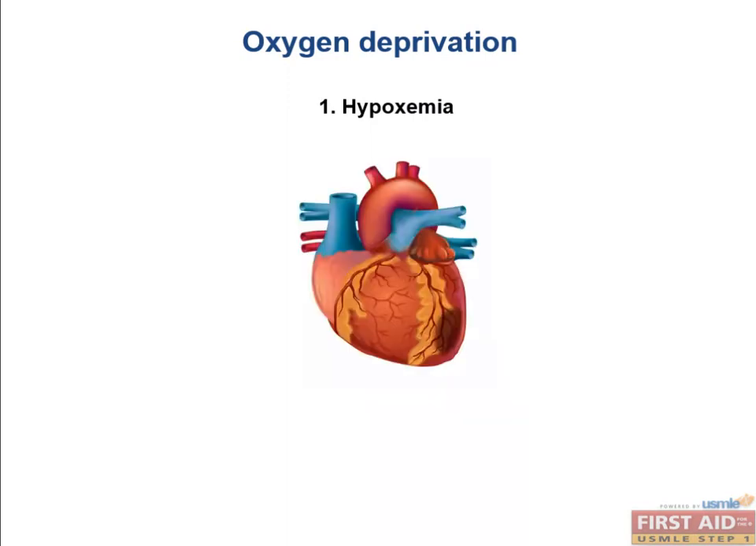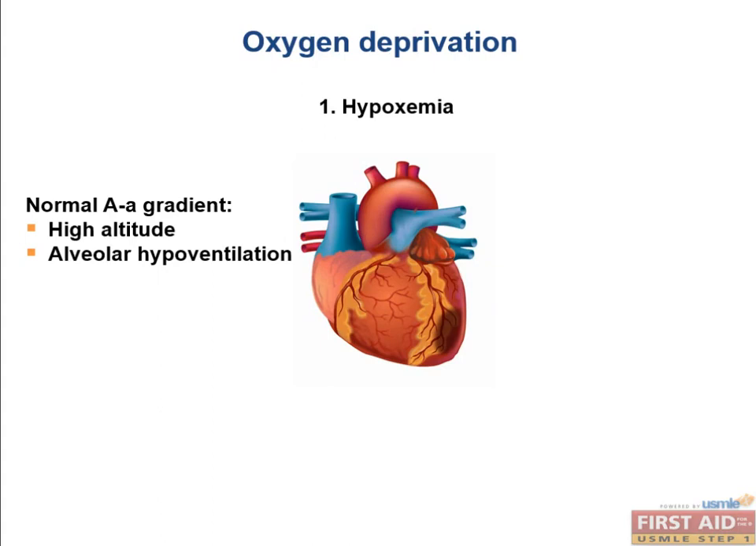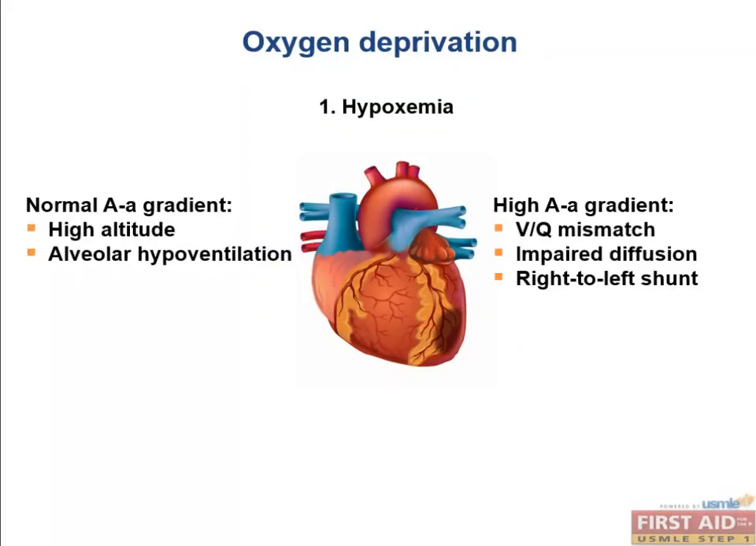It can be caused by things that decrease the amount of oxygen that enters the lungs with a normal AA gradient, such as high altitude or alveolar hypoventilation, or by things that prevent the oxygen in the lungs from entering the blood, such as a high AA gradient. This could include VQ mismatch, impaired diffusion, or a right to left shunt.